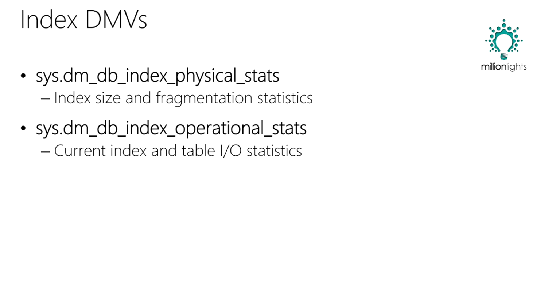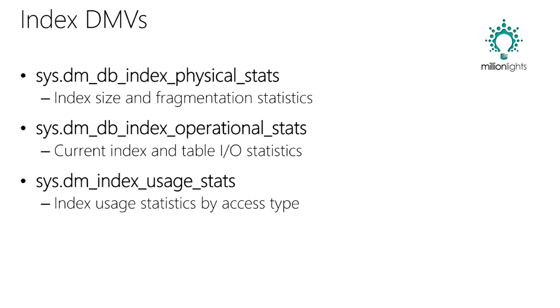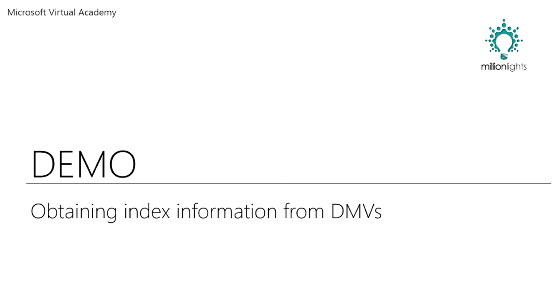Okay. And the next one is sys.dm_db_index_operational_stats. So this is going to provide us with index and table I/O statistics, so the volume of reads and writes happening on this table. And sys.dm_db_index_usage_stats is around usage statistics by access type. So when we have a look at the demo shortly, we'll see this kind of breakdown of these types of DMVs and where we can use that effectively for managing an environment. Okay. Well, and now's your chance. Let's switch back to the demo machine.